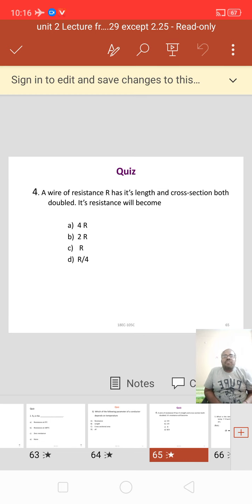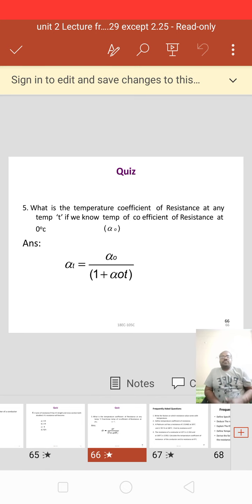Next, a wire of resistance R has its length and area of cross section both doubled. Its resistance will become, that is A 4R, B 2R, C R, D R by 4. By observing the question, answer for this is A, 4R.